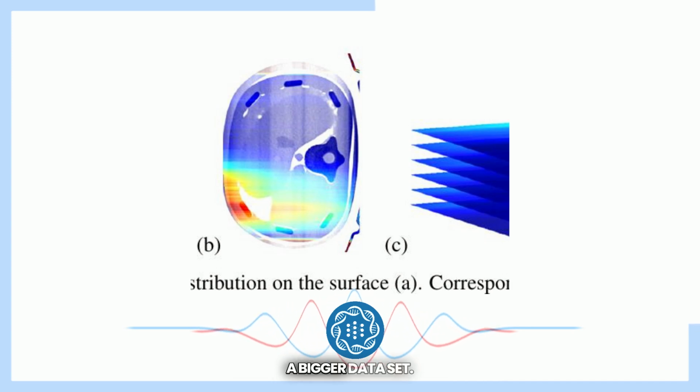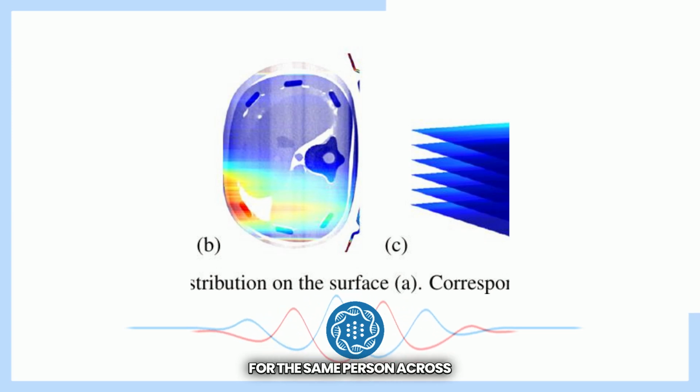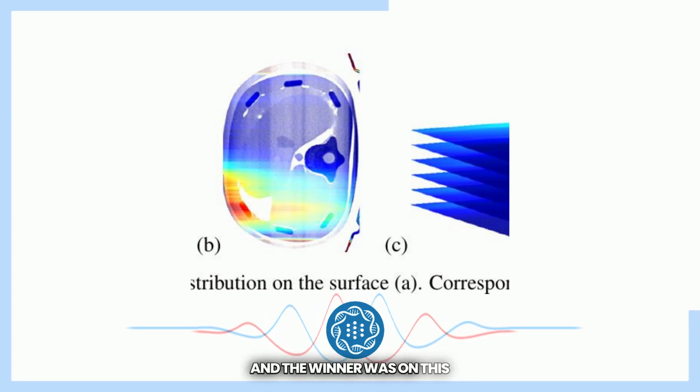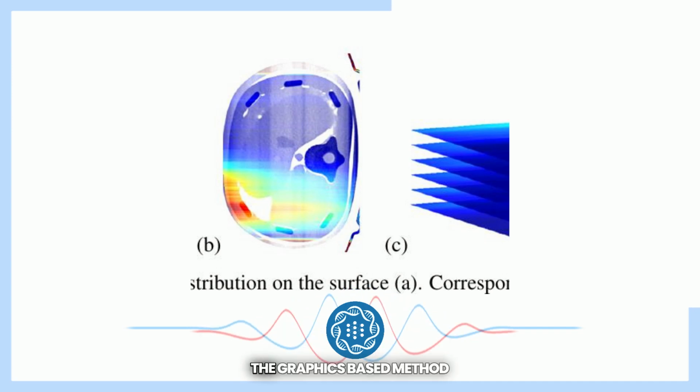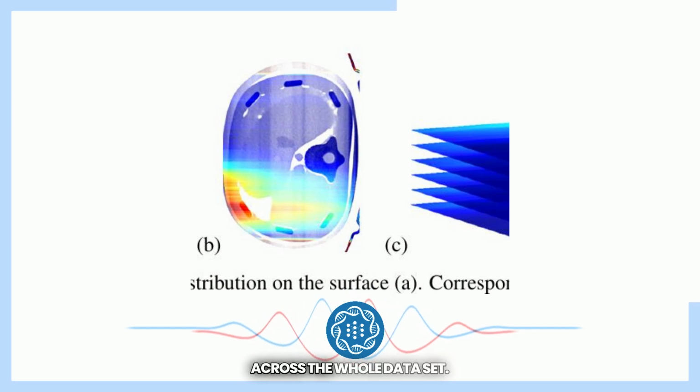But they also used a bigger data set, right? The Bauer data set, 52 people, CT and MR scans. Yes, a more real-world test bed. They compared segmentations for the same person across different scan types. And the winner was? On this larger, more diverse set, the graphics-based method came out ahead overall. Lower average distances across the whole data set.